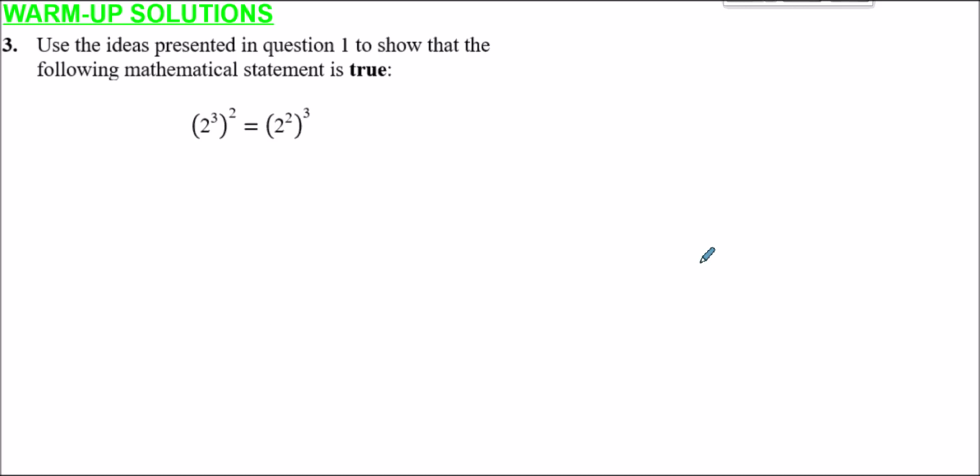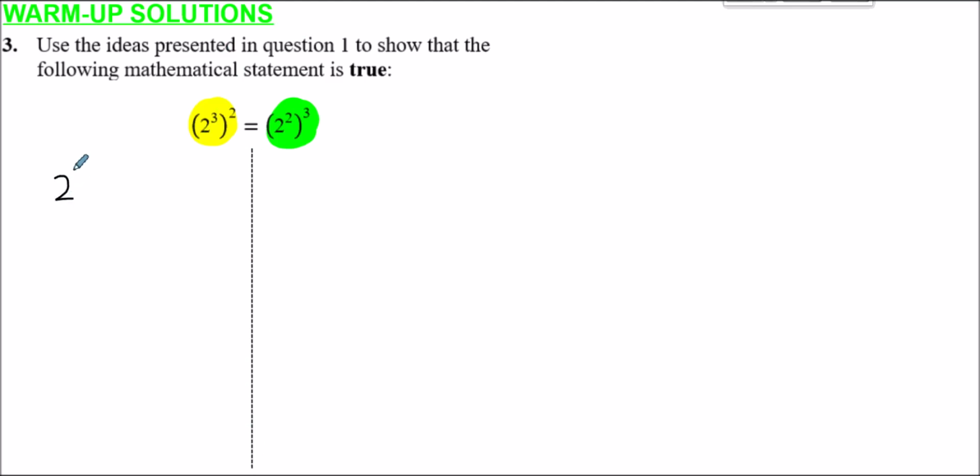Warm-up question 3. So using the ideas we've used in question 1 and question 2, let's prove the following statement below is true. This is almost so obvious, in a sense it's almost hard to prove, it's almost so obviously true. But using what we've done and taking it step by step, let's take 2 cubed squared separately to 2 squared cubed. So if we just think of this one for the time being, we can think of it on 2 separate sides, then we can compare afterwards.